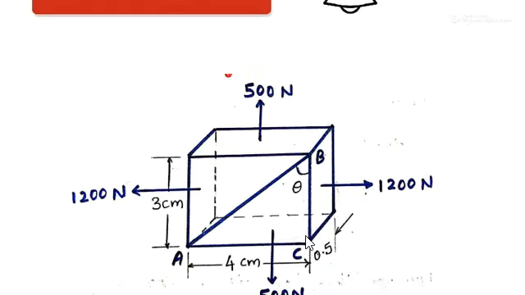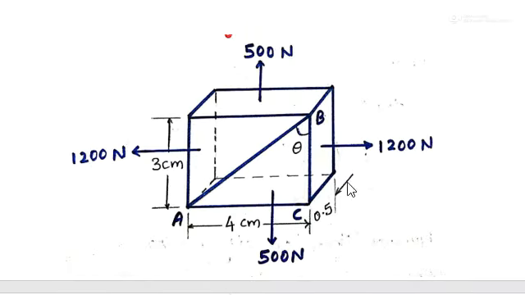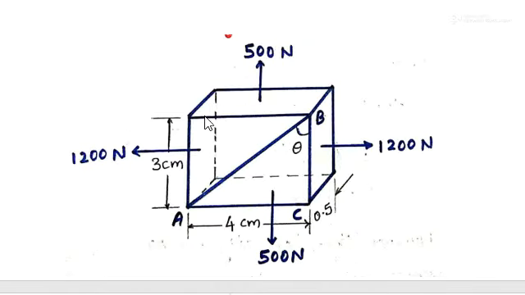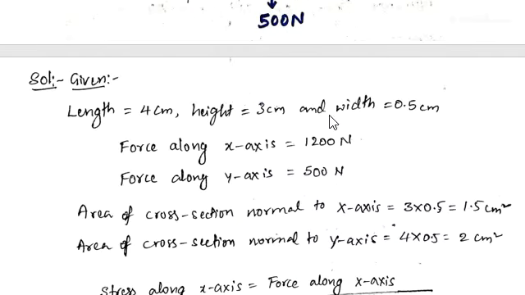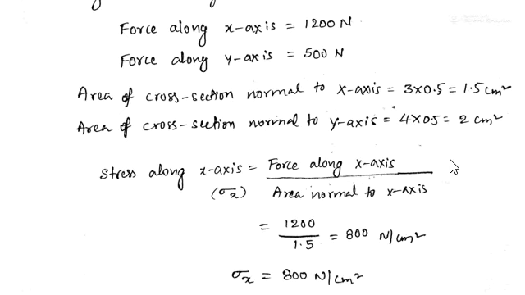If you see, the area of cross section normal to x axis means this area, that is 0.5 into 3 or 3 into 0.5, that is 1.5 centimeter square. And area of cross section normal to y axis, if you see this area, that is 4 into 0.5, it is 2 centimeters square.